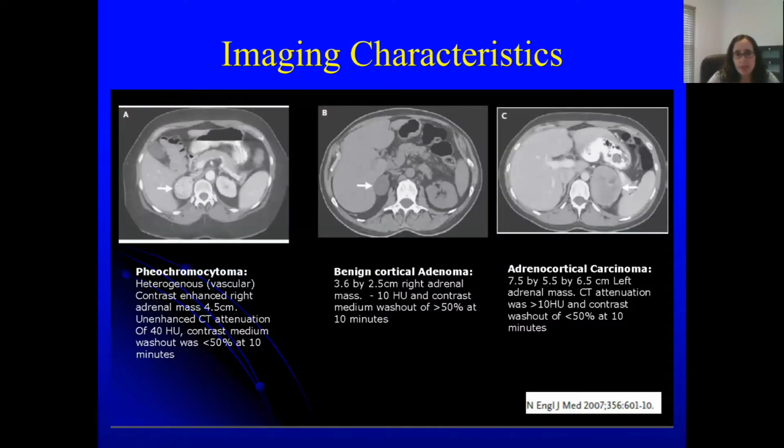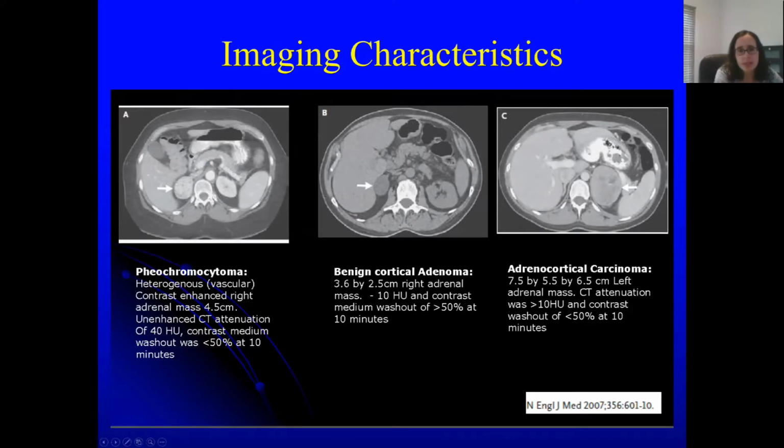So this is looking at imaging characteristics. I don't know how big it shows up on your screen, but with a pheochromocytoma, the key here is that they really brightly enhance on contrast scans. They're always hyper-enhancing. They're often greater than 4 centimeters to be hormonally active. If you're testing labs and you see labs that are consistent with a pheo, it's very unlikely to be less than 4 centimeters. They have to be pretty big to be that hormonally active. They have high Hounsfield units, greater than 10. And my next slide is about this, with low washout at 10 minutes.